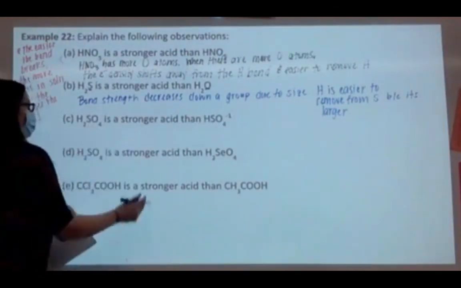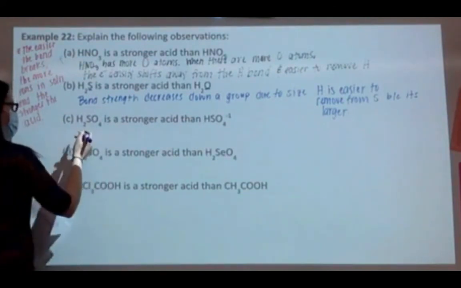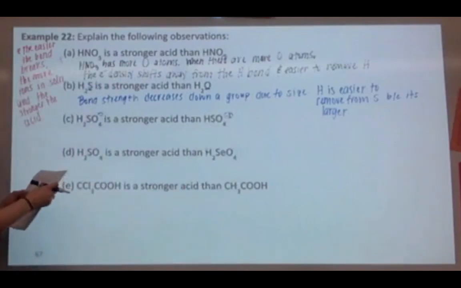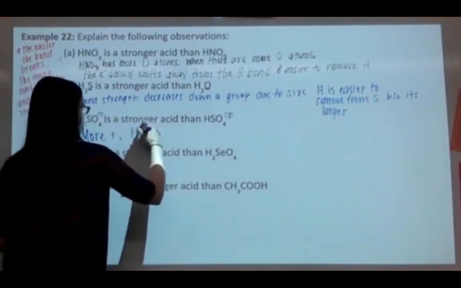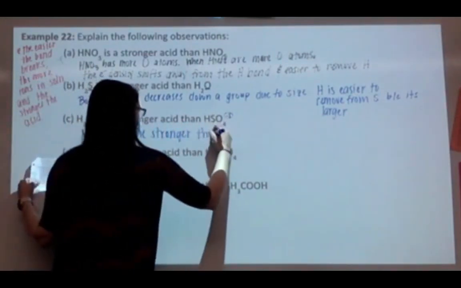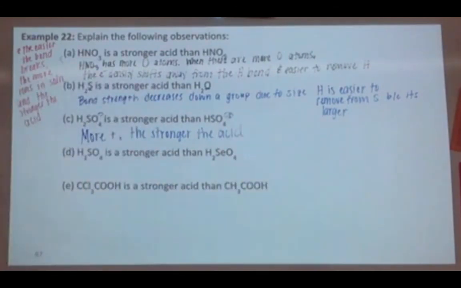Part C, H2SO4 is a stronger acid than HSO4 minus. So what I notice different here is the charge. So the more positive, the stronger the acid. So since H2SO4 is more positive than HSO4 minus, it's a stronger acid.